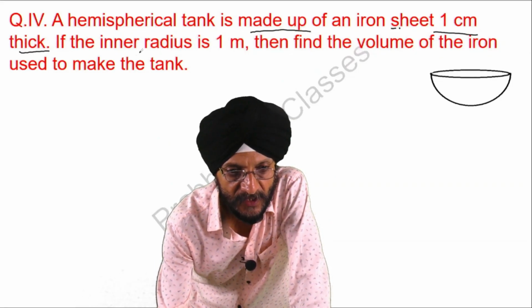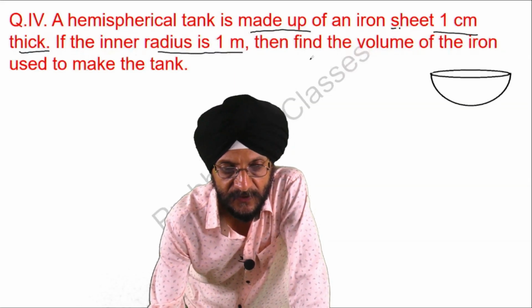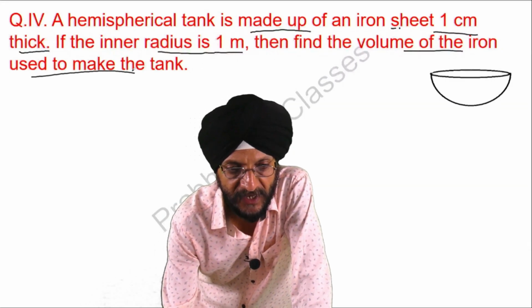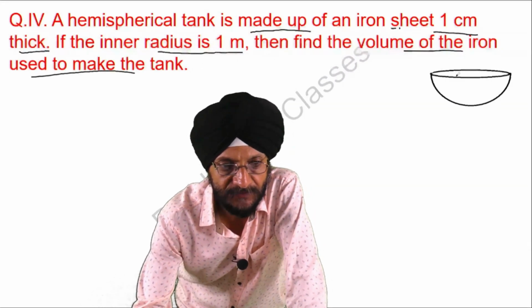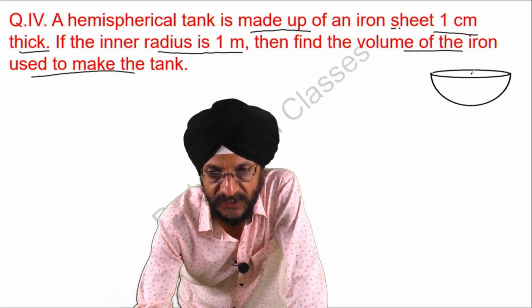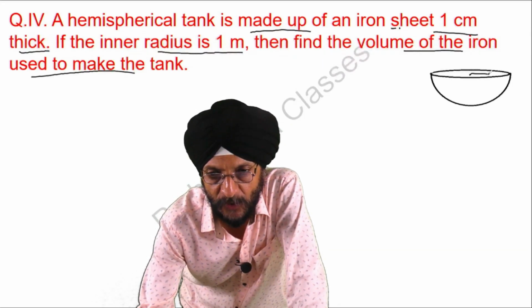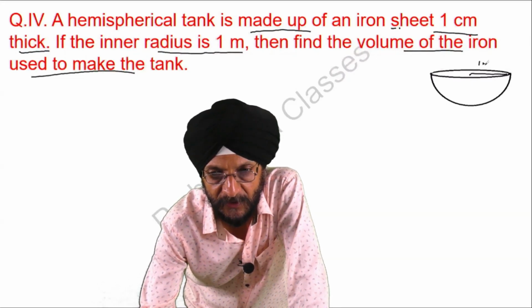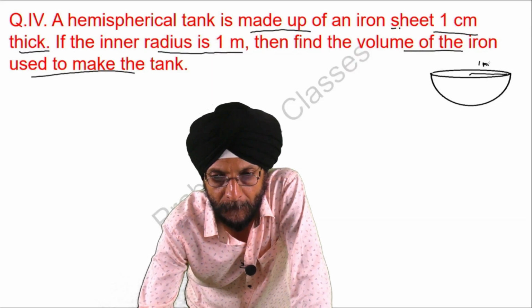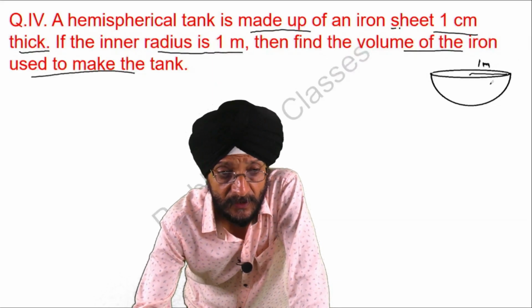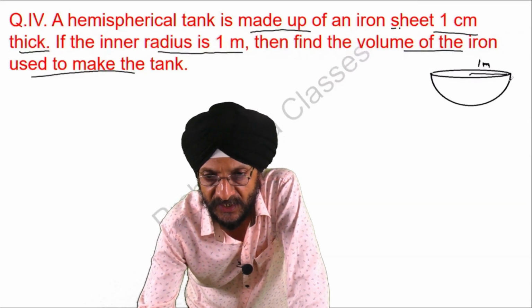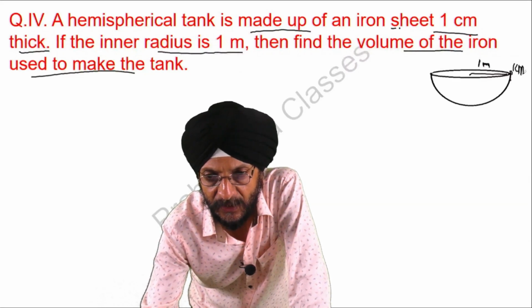Now the question before us is, a hemispherical tank is made up of iron sheet 1 centimeter thick. If the inner radius is 1 meter, then find the volume of the iron used to make the tank. What has been given to us is this inner radius from this point to this point. This has been given as 1 meter. Another point which has been given is thickness of iron sheet. This thickness is 1 centimeter.